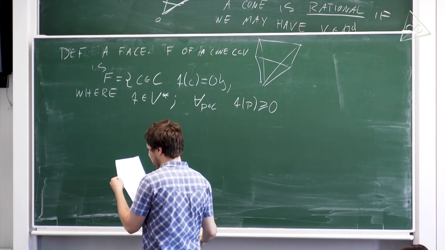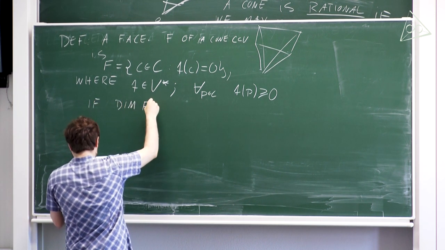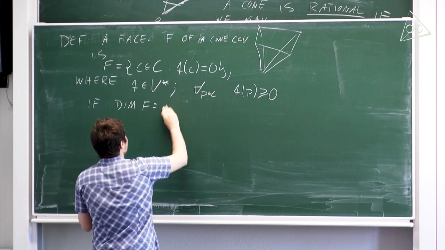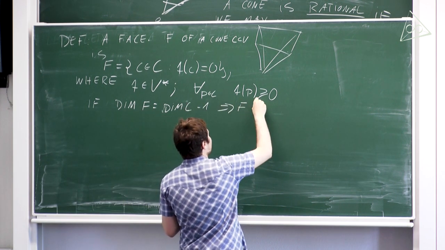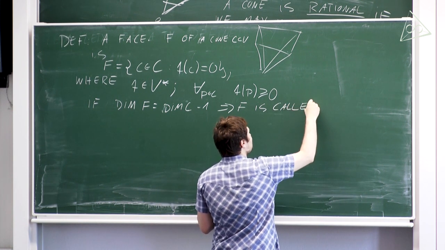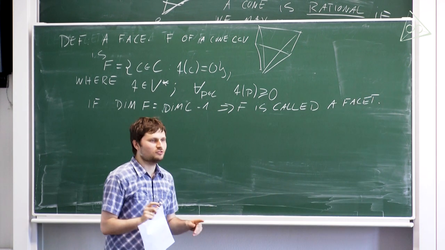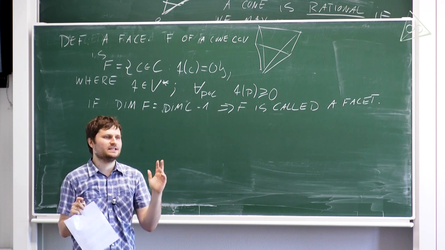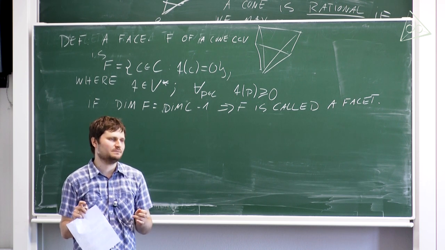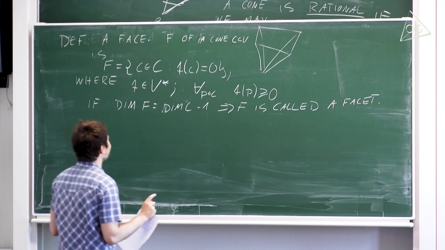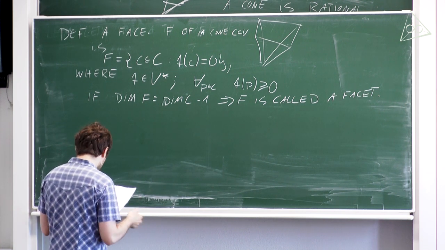So let's do maybe one more definition. If the dimension of a face is equal to the dimension of the cone minus one, then F is called a facet. Is that the topological dimension? Yes, that's the topological dimension. We are talking about things that have a linear structure. You can also say that this is the dimension of the vector space spanned by this face. That's a very good question. I hoped to sweep it under the rug, but this is a very easy dimension. Yes? So let's do an example.